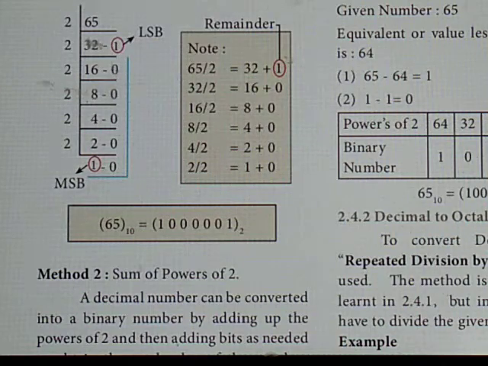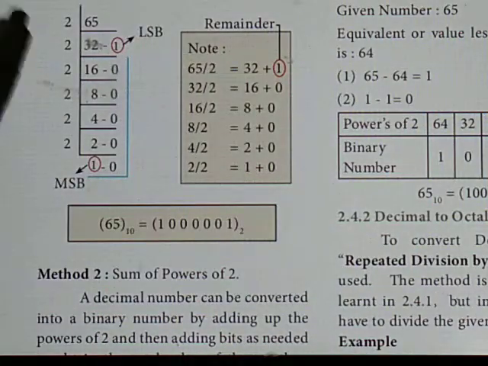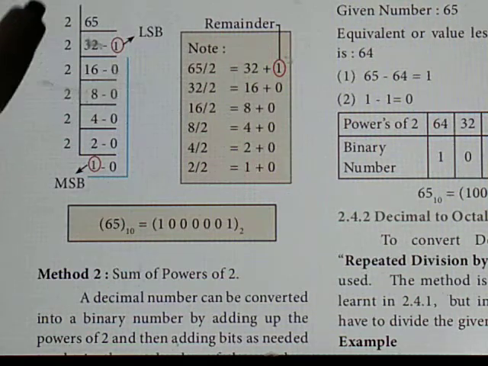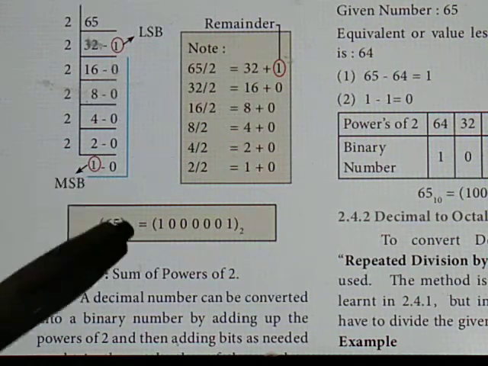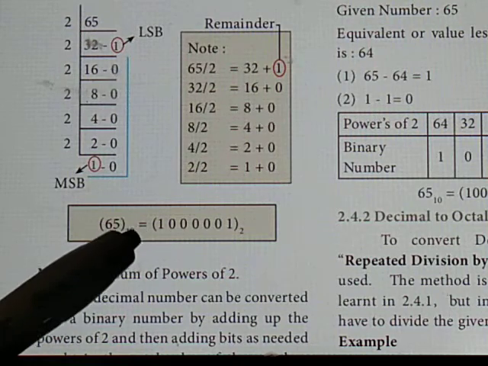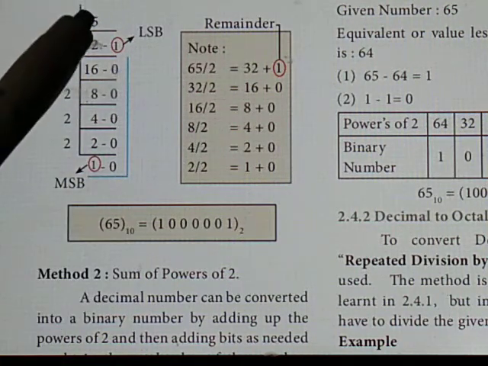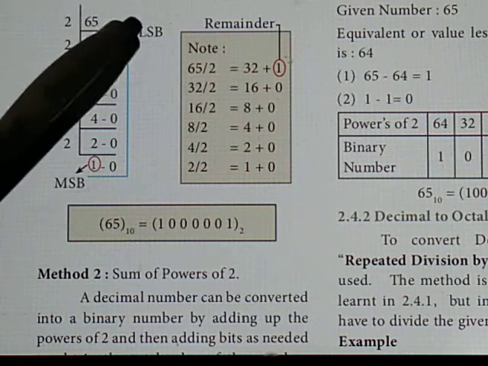See this one, 65. We are dividing by 2, we get 32 and remainder 1. Already we know LSB and MSB. The left side value is the MSB, and the right side value, the first remainder, is the LSB. MSB means most significant bit, LSB means least significant bit.